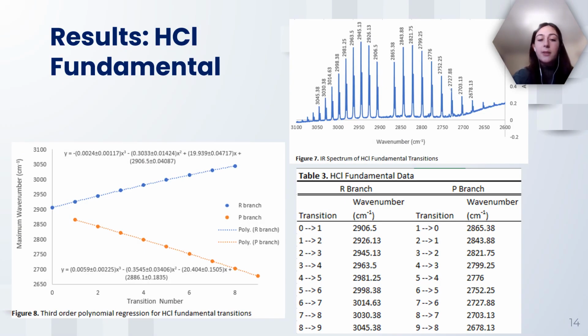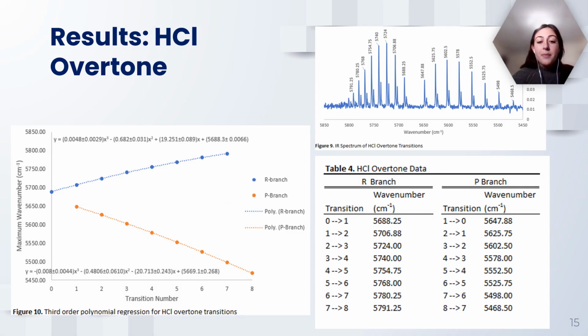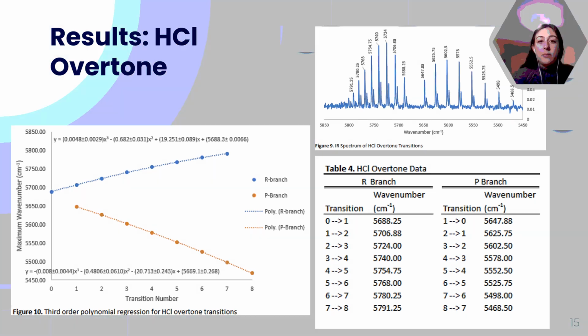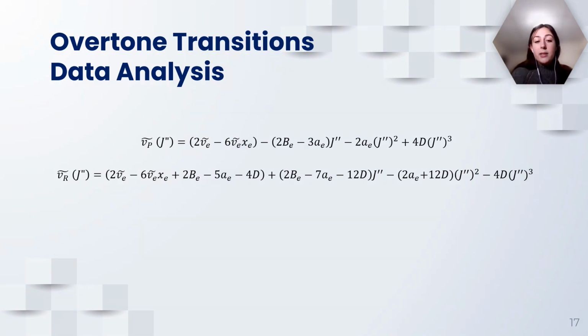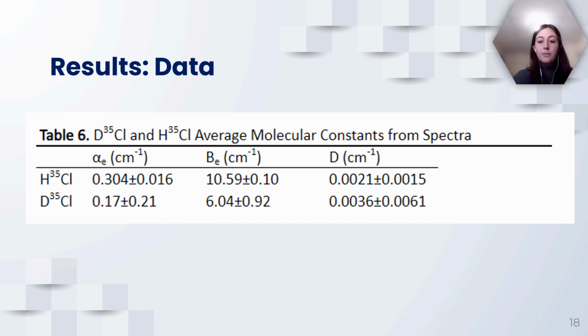The same method of calculation was then applied to the HCl fundamental transition, and the polynomial regression, zoomed-in IR spectra, as well as a data table can be seen on the slide. Here is the data for the HCl overtone transition, as well as for the DCl overtone transition. A quick note for the data analysis for the overtone transitions is that slightly different equations were used for the P and R branches corresponding to the polynomial regressions.